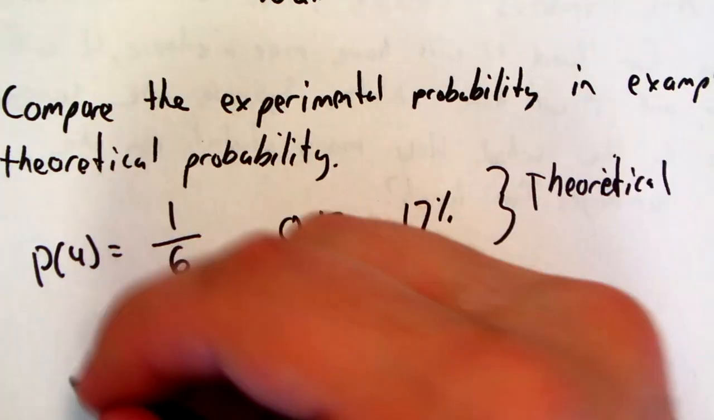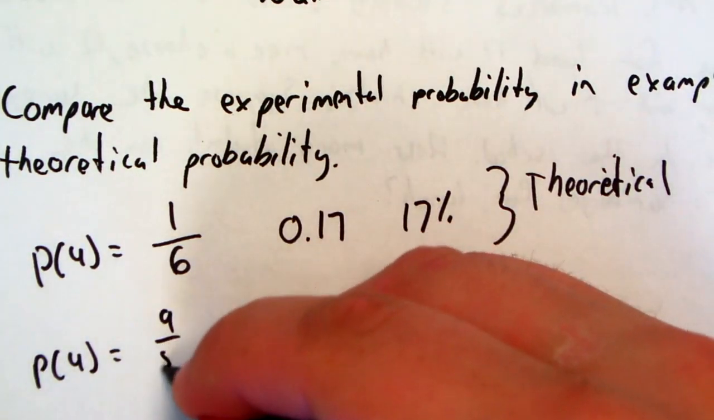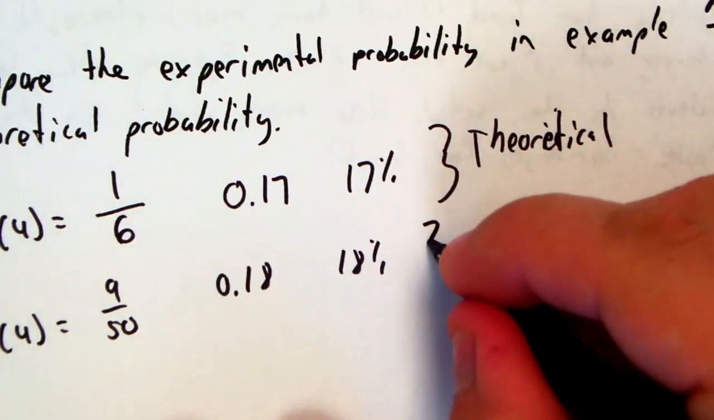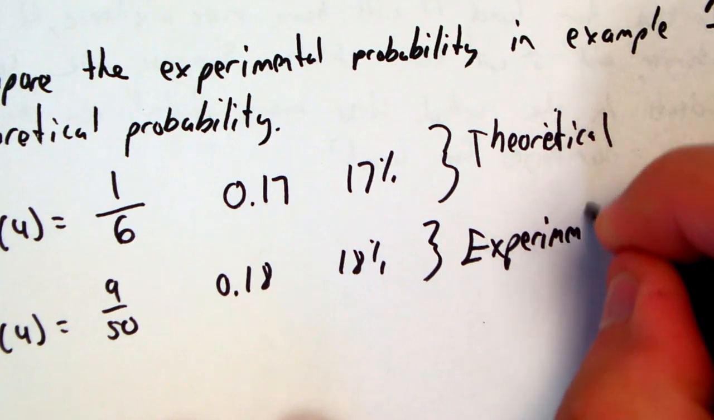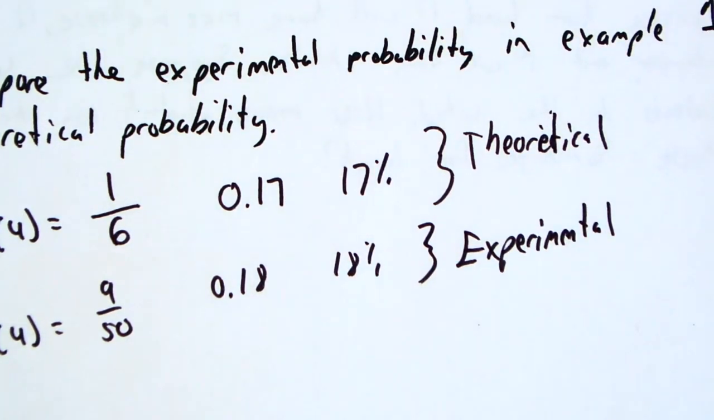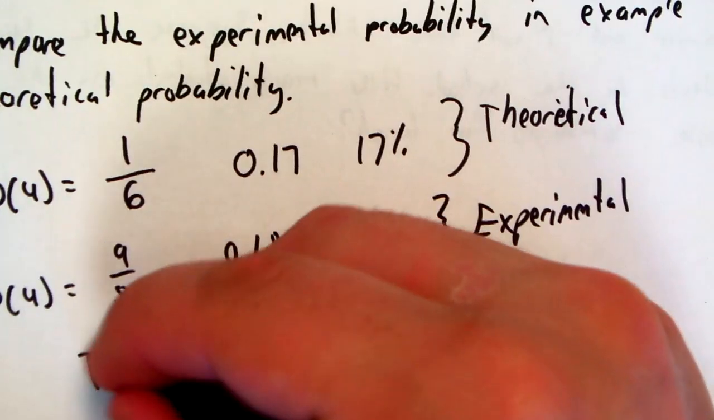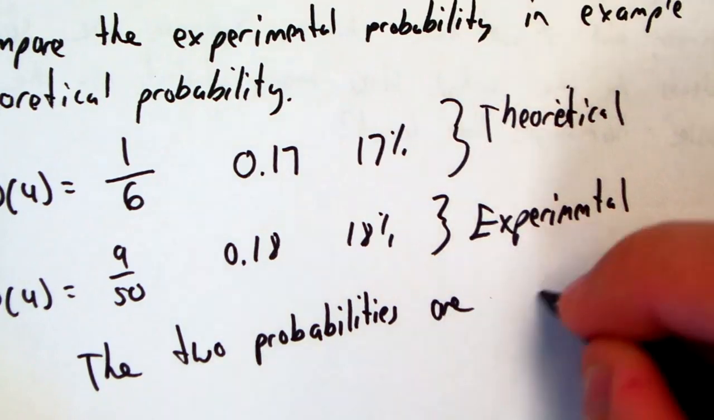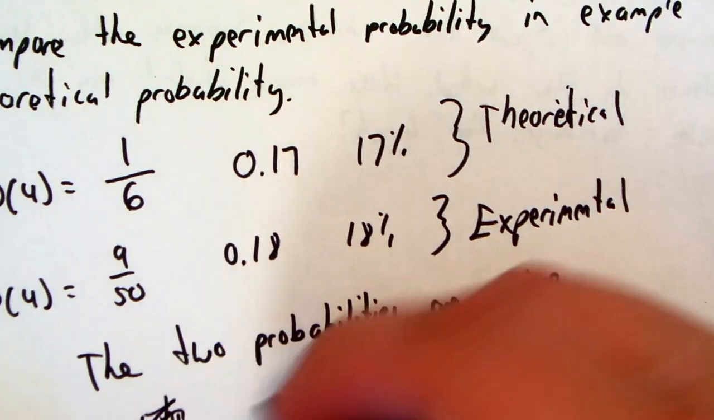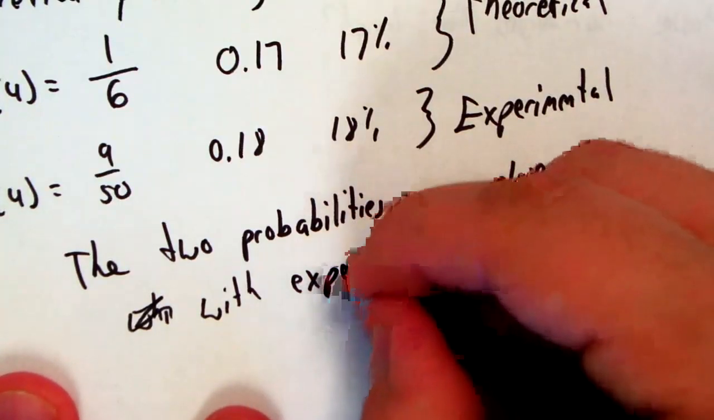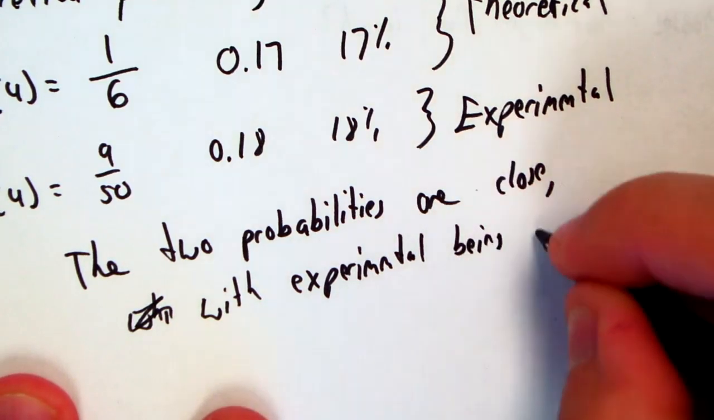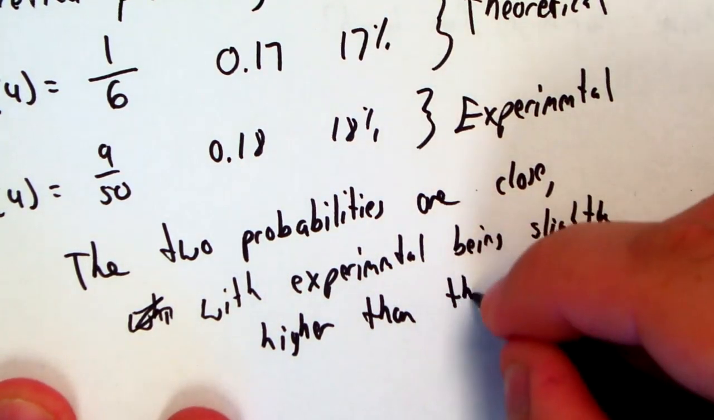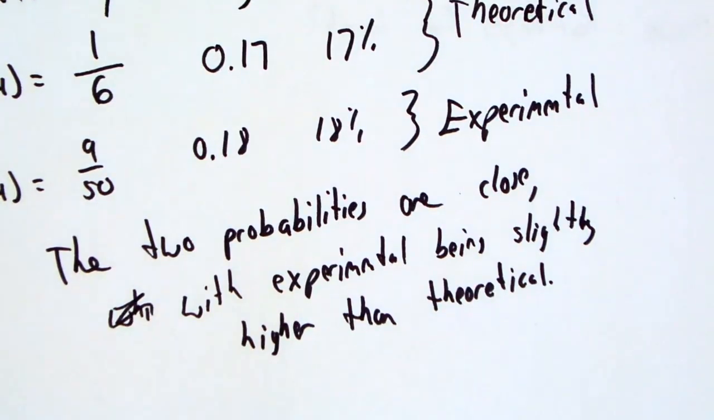However, what we did get was 18%, and this is experimental. So the way that we would say this is the two probabilities are close, with experimental being slightly higher than theoretical, because 18% is greater than 17%.